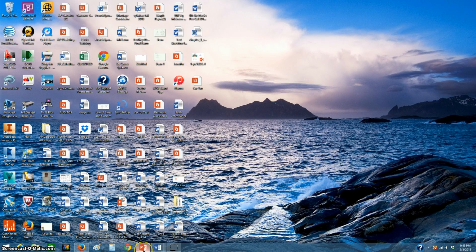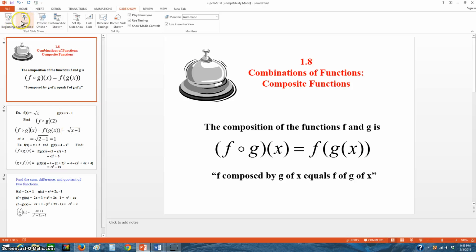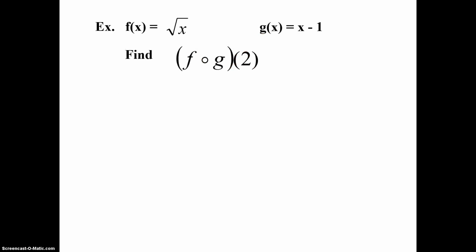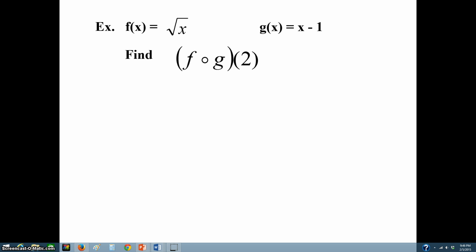Okay, so let's go basically and start with the first example. Now the first example has f of x is equal to the square root of x, g of x is equal to x minus 1, and it wants you to find f composed by g of 2. For this problem, remember, you can rewrite f composed by g of 2 as f of g of 2. The same order as what the left hand side looked like will be the same order as what the right hand side will look like.